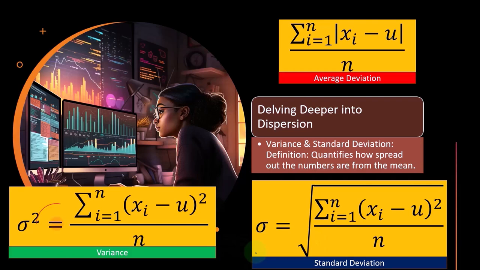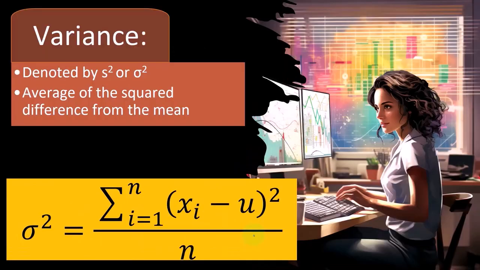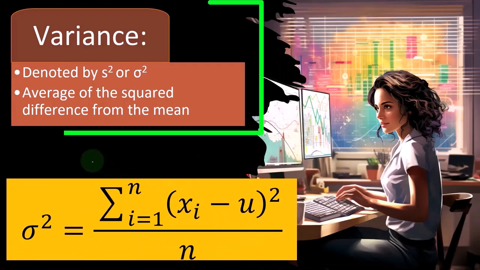The variance is kind of a stepping stone to get to the standard deviation, which is why the variance is often represented by sigma squared, and the standard deviation simply sigma. So the variance, let's go into it step by step, denoted by S squared or sigma squared, Greek letter sigma, is the average of the squared difference from the mean.